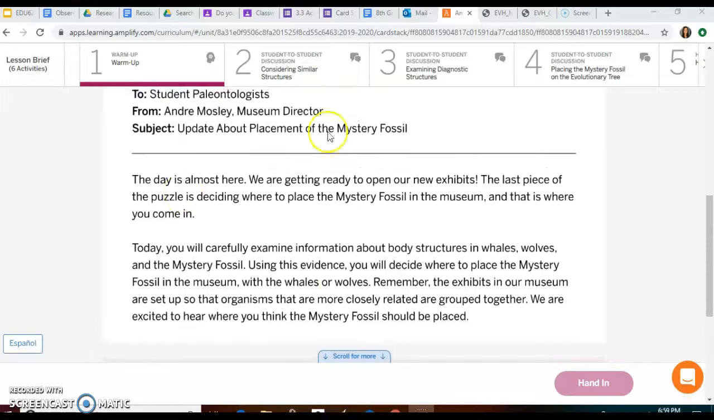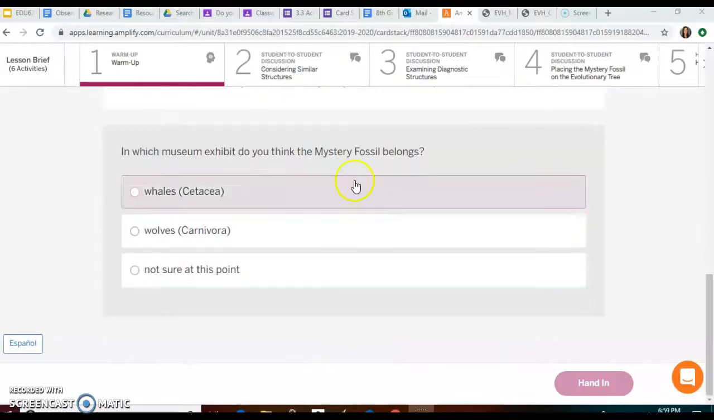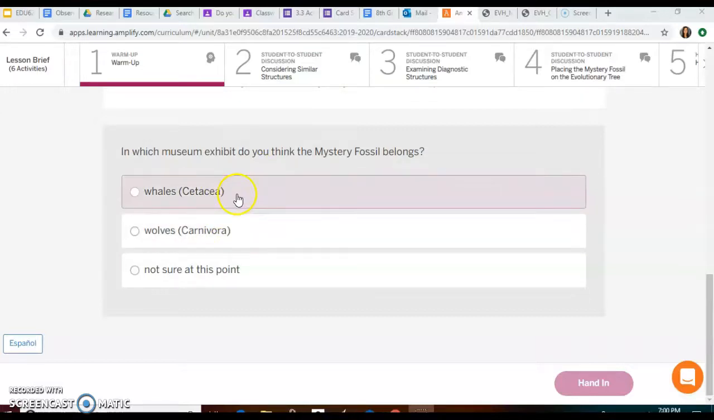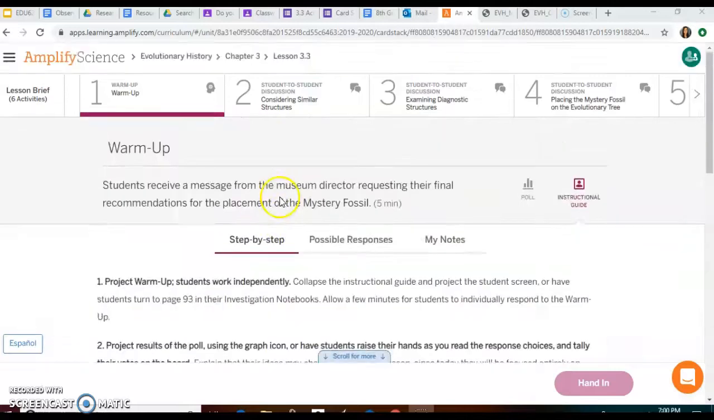In the warm-up, you're going to see there is a message from our museum director, which goes back to that scenario we started at the beginning of the unit, where we have our mystery fossil and we're trying to figure out what exhibit it belongs in. And down here you have a question to choose which one you agree with. You might also remember that we eliminated the crocodiles, which was one of our options because of it laying eggs instead of giving birth to live young. And so now we're trying to really narrow it down between whales and wolves, and this lesson is going to help you do that.